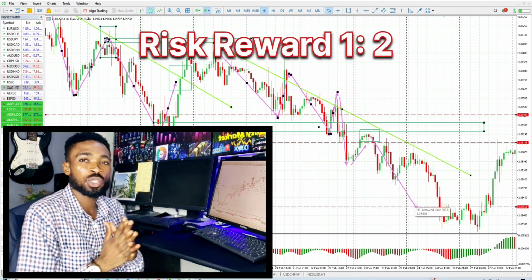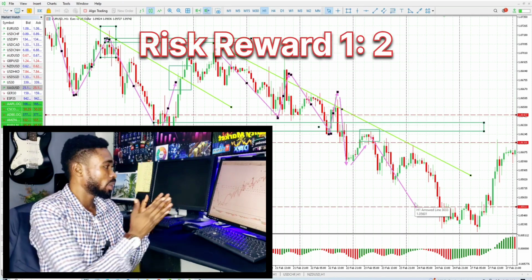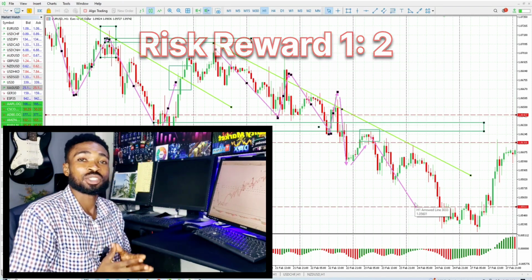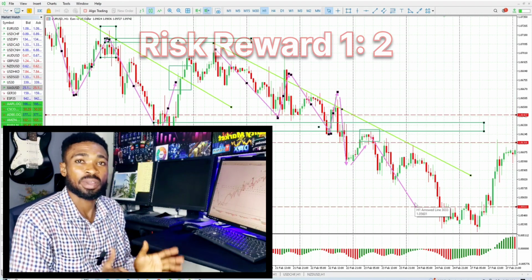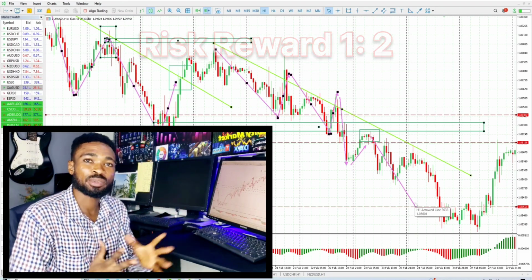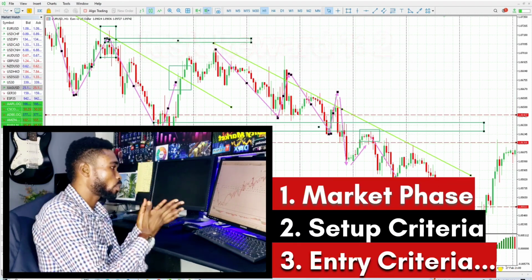Can you see? So you see, we're looking for either the bounce or the breakout. So you must have at least 2 or 3 strategies you're looking for. If this happens, you take the trade. If this happens, you take the trade. So that would be all. I think we've covered enough.